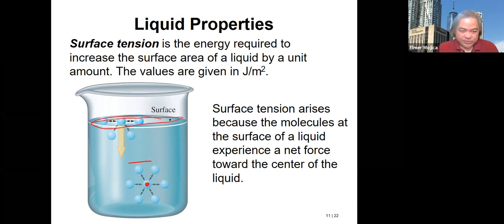What happens? The accumulation of these interactions will result in some sort of a net energy that, if the surface area is enough, can prevent that material from sinking. Okay, so surface tension arises because the molecules at the surface of a liquid experience a net force towards the center of the liquid. Okay, so surface tension is the reason why you observe this.